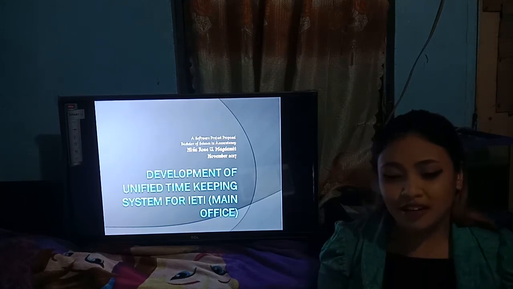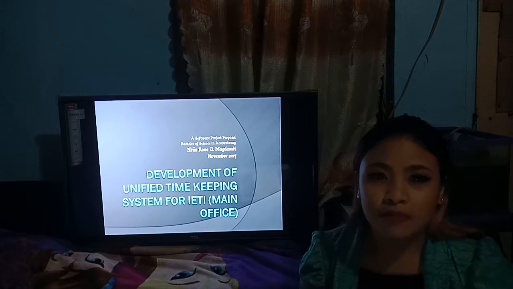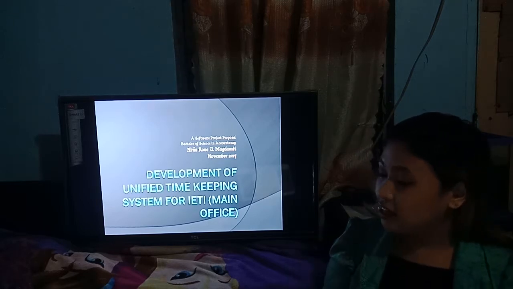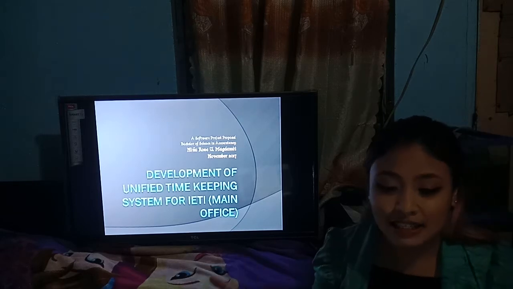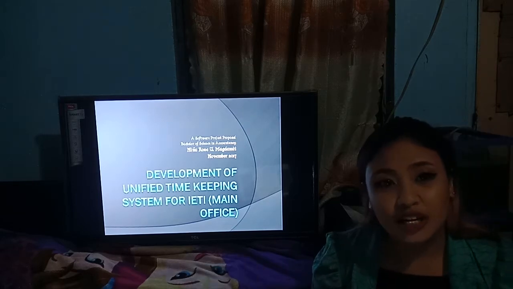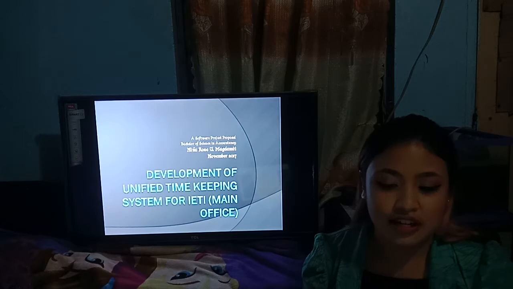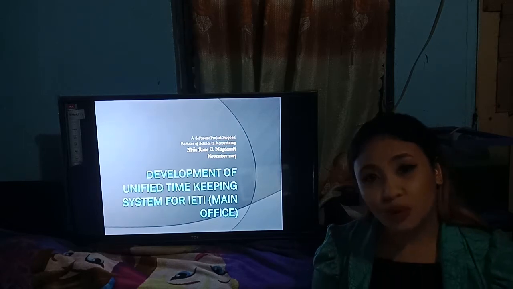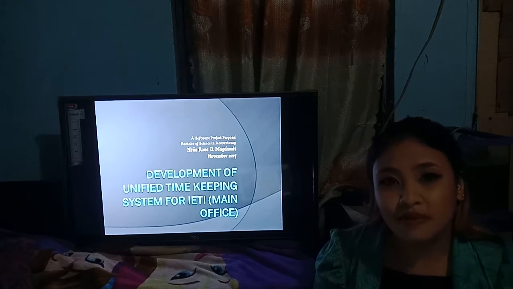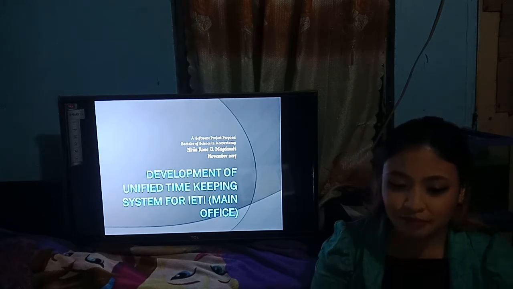To begin with, I'm going to provide you a brief description about the company involved in my study. This is the main office of IETI, or International Electronics and Technological Institution. They are like AMA. They have different schools and branches throughout the Philippines, especially in Metro Manila.